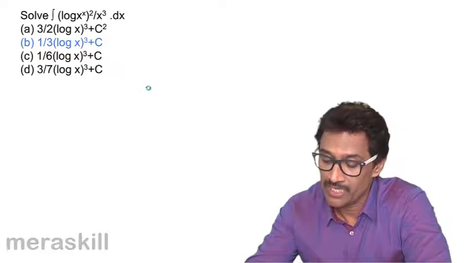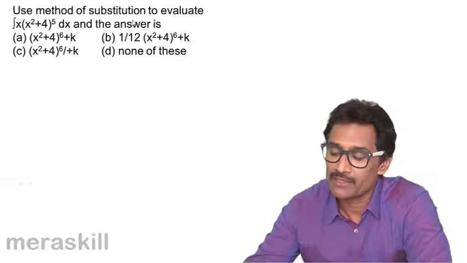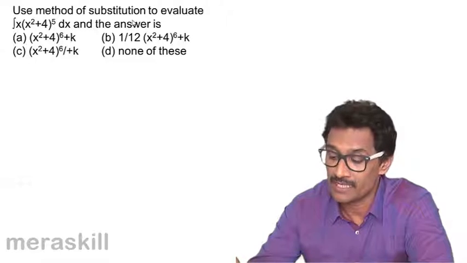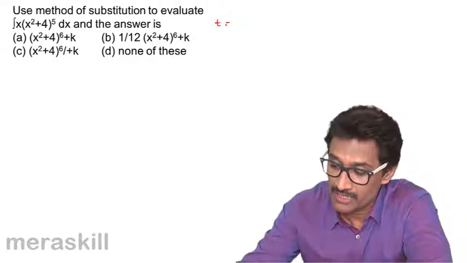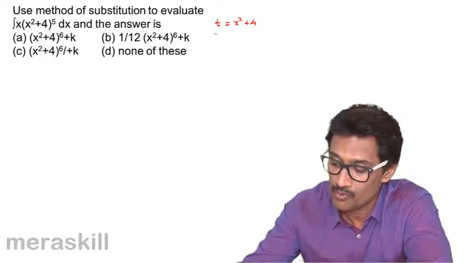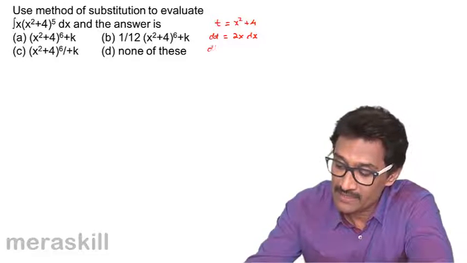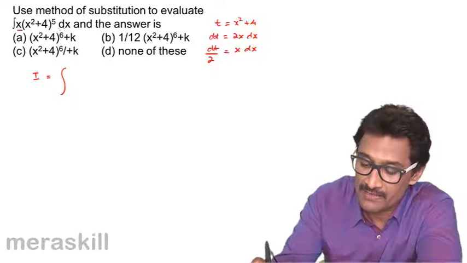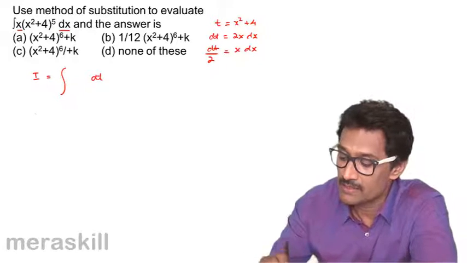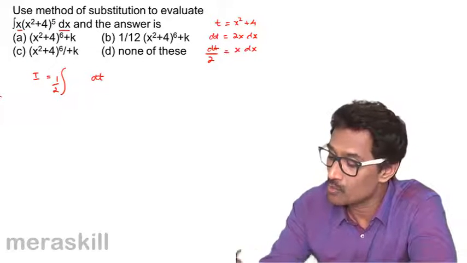Now use the method of substitution to evaluate this. This is much simpler. In this case, we can take the higher power as t. You take it as x squared plus 4. So dt is going to be 2x dx. Therefore, x dx is nothing but dt by 2. So our integral will become, instead of x dx, we can put dt upon 2. So the half goes outside, and x squared plus 4 is nothing but t.